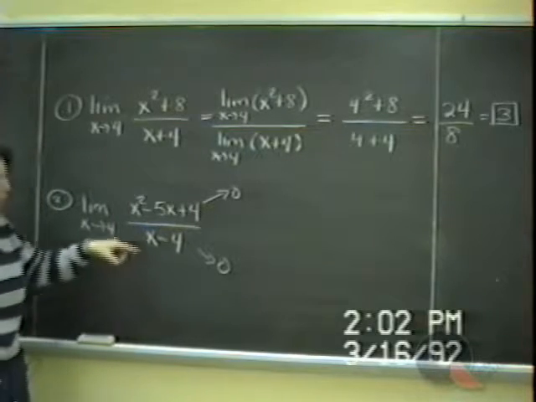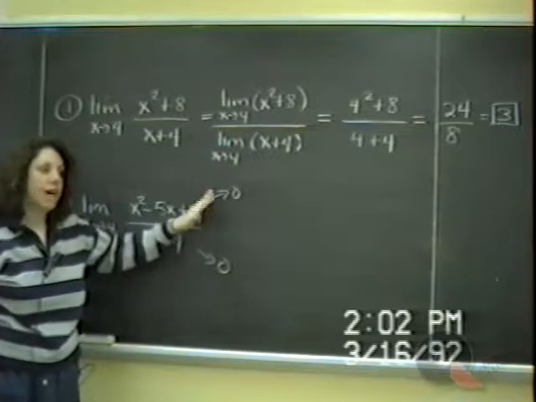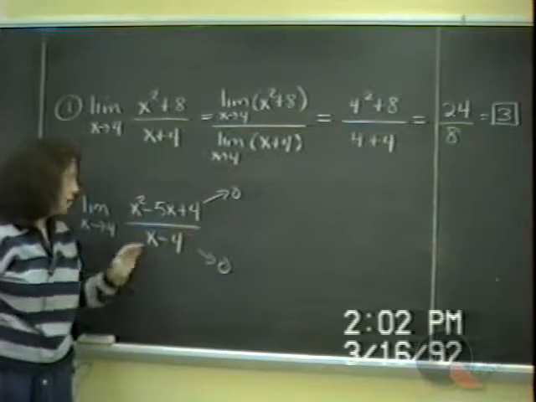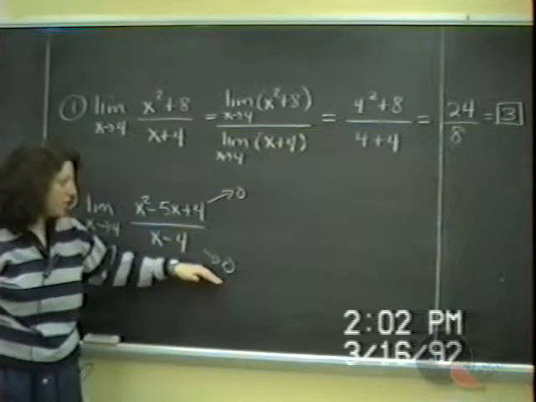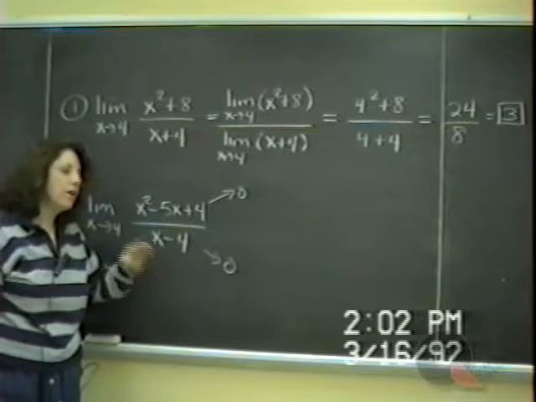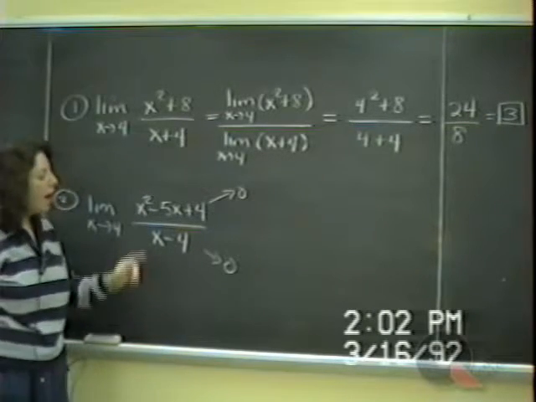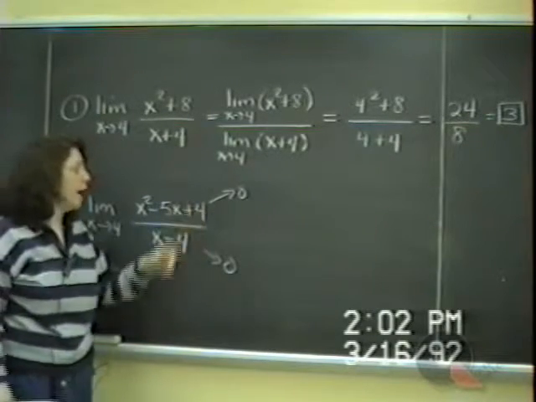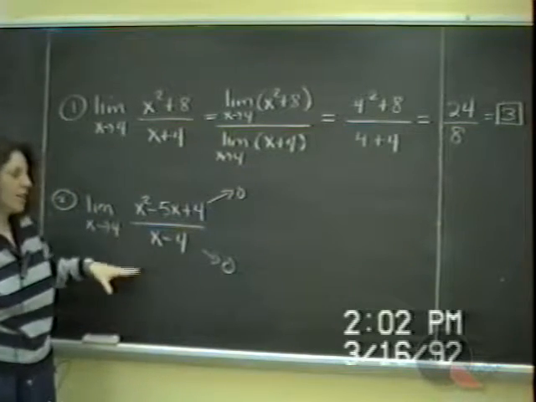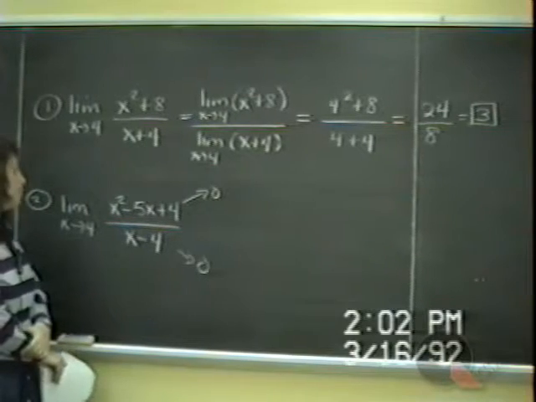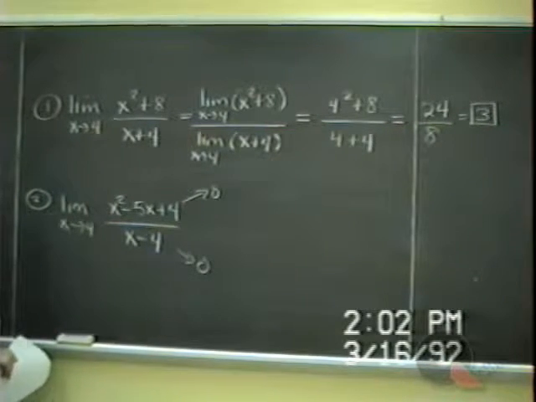If the bottom was going to 0 and the top is not going to 0, that limit does not exist. Then we can be definite. However, when the bottom goes to 0 and the top also goes to 0, we cannot make a decision at this stage. We want to see if we can do something with this problem so that we will be able to figure out its limit.